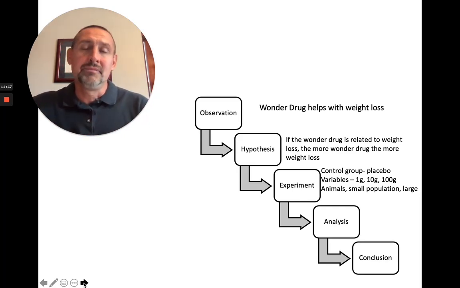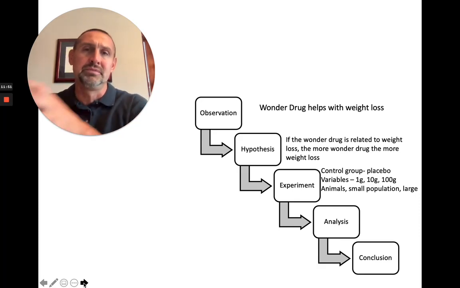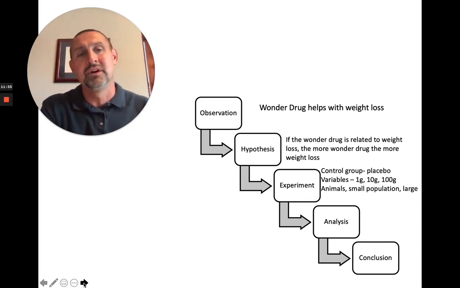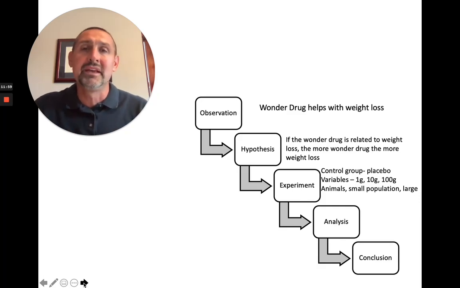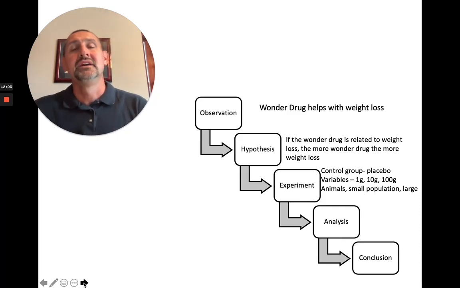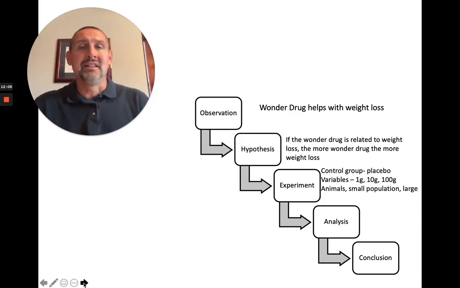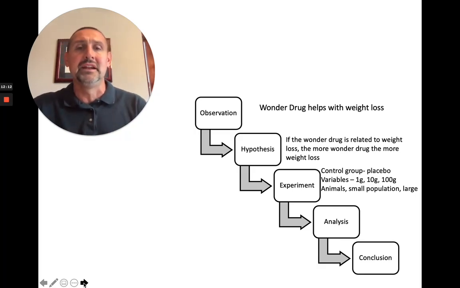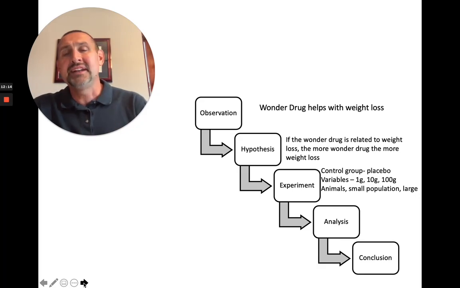At the end of our 2 weeks, we compare the results. What's the average weight loss of the placebo group? What's the average weight loss of the 1 gram group, of the 10 gram group, of the 100 gram group? And we begin to see if there's any kind of trend, and if that trend is connected to this wonder drug. So we take that data, we analyze it, maybe in a bar graph, maybe in a line graph, and then we see what the result was.